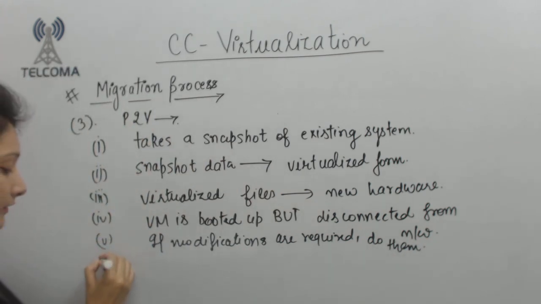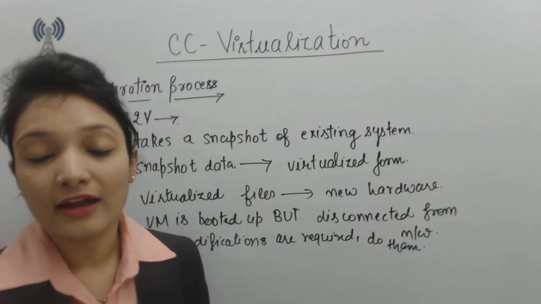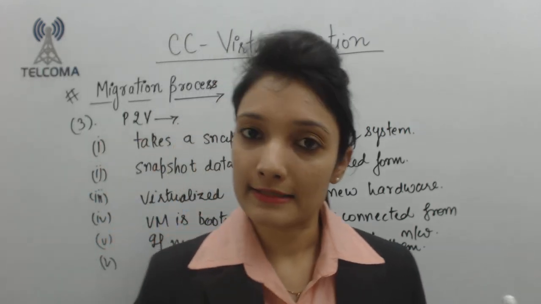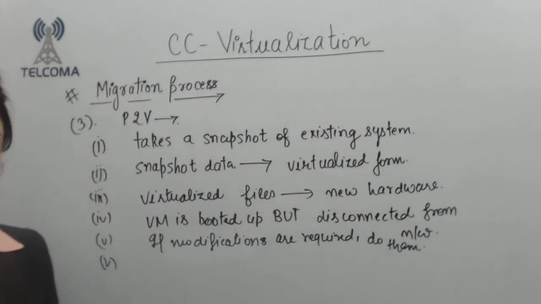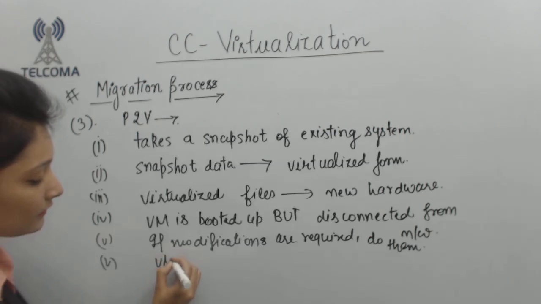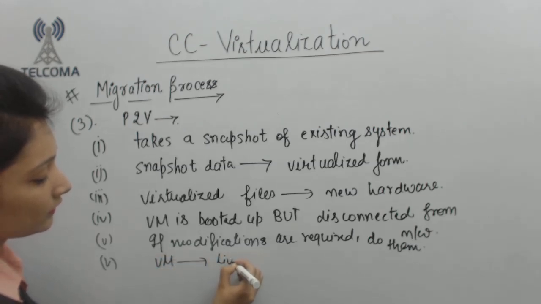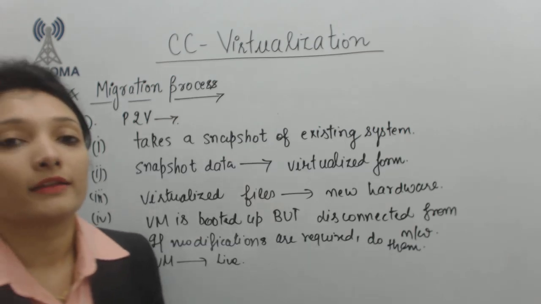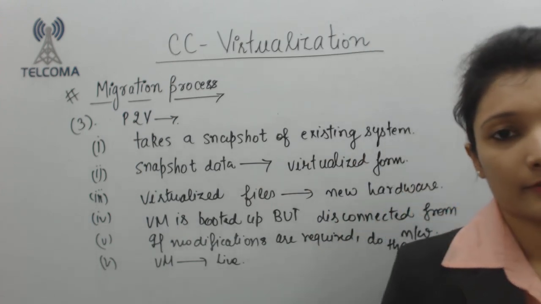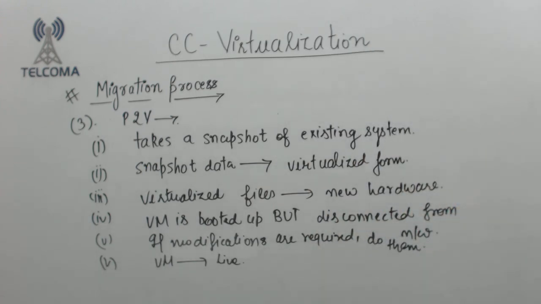Finally, after that, what happens? The virtual machine goes live and is connected to the network. After the testing procedure is complete, at the last step, your virtual machine goes live. That means the virtualization process, or your migration, has been completed. Old physical machines can be disconnected, and then your migration is complete. So this is your physical to virtual migration.